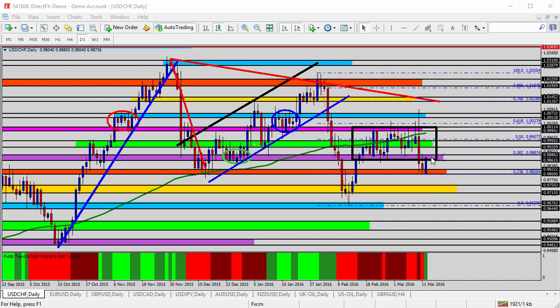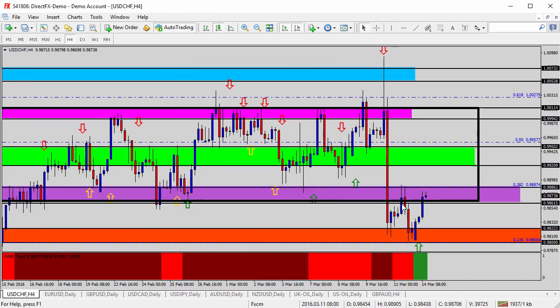If it breaks back above the purple zone and we start to see the buyers come back in, pressuring back up towards the 9900 or even the parity level is a possibility. So key level to watch will be this purple shaded area today. Take it down here towards the 4-hour time frame. We've already seen a little bit of resistance late last week here into this purple shaded area. That's what I would suspect we're looking for today.